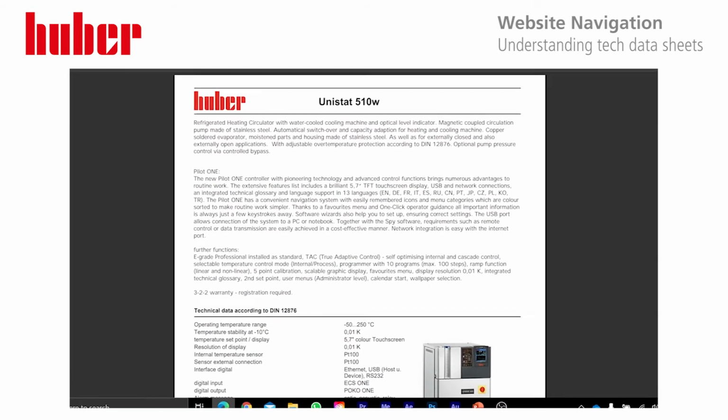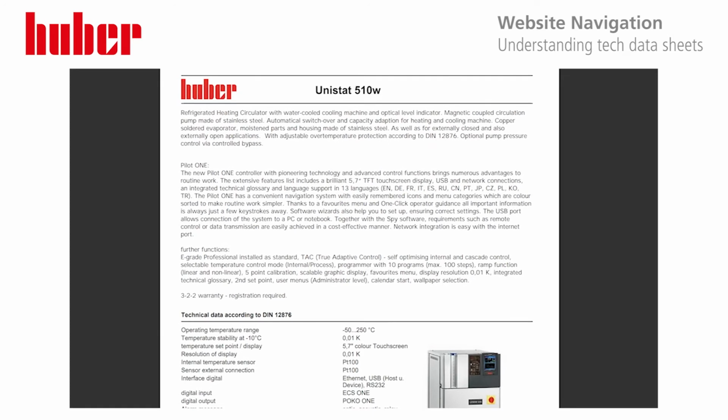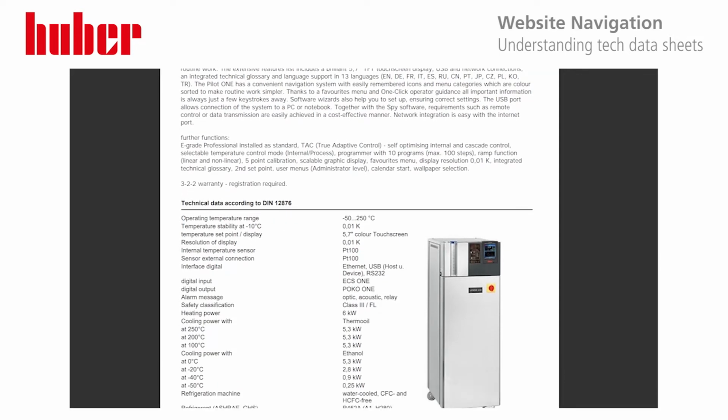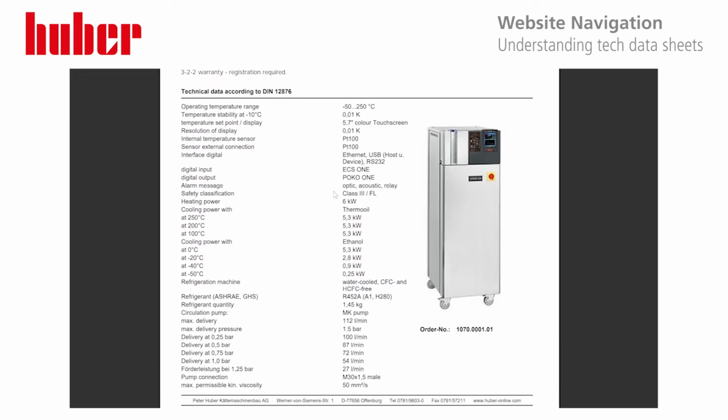What we'll see here is a brief description of that product, the controller, and further functions in the system. And also that for warranty you do need to register. So looking at our tech data sheet, we have a photograph of the unit to give you an idea of what it looks like. We have our operating range, our stability, the display, that'll be on the Pilot 1, the machine resolution, which sensors are available. Please note that the external connection is for PT100, normally connected via LEMO connection.